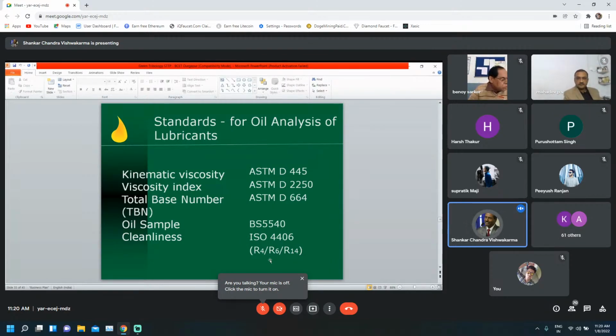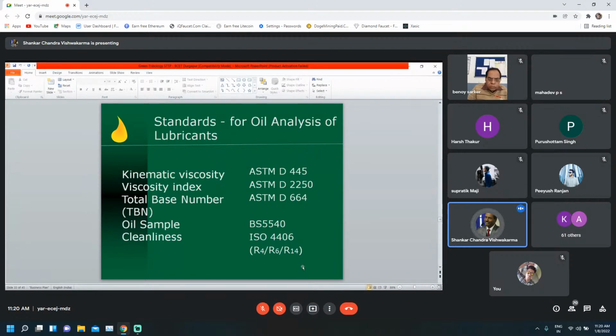So we are taking care of all three sizes of the contaminant particle. We call it R4, R6, and R14, and then we see what is the prescribed cleanliness level by the manufacturer, and we try to stick with this cleanliness level of the manufacturer so as to enhance the life of the pump and all the different hydraulic components. So this is important for you all to know.